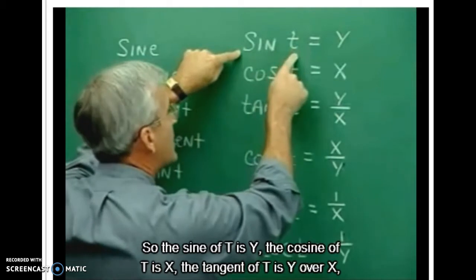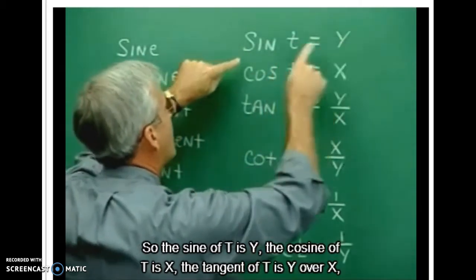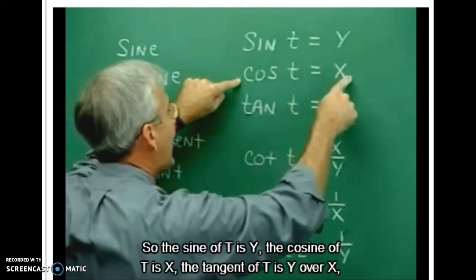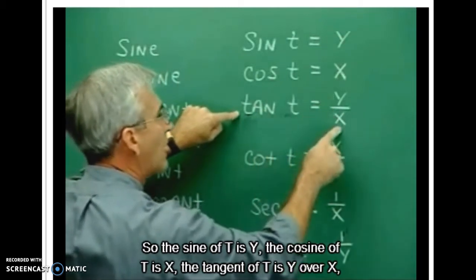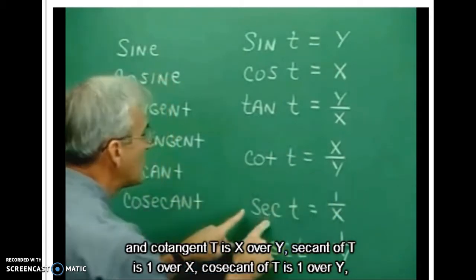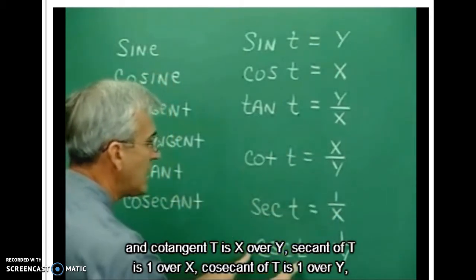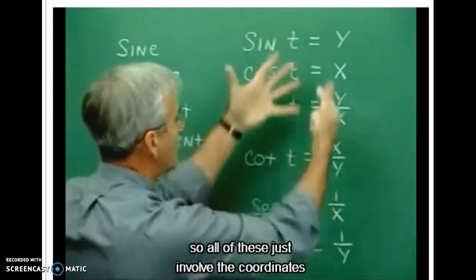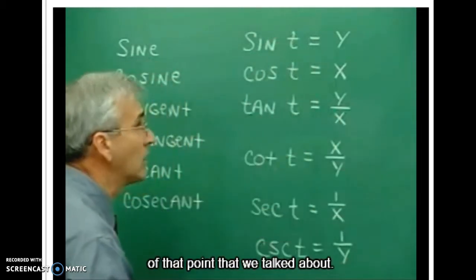So the sine of t is y. The cosine of t is x. The tangent of t is y over x. And cotangent of t is x over y. Secant of t is 1 over x. Cosecant of t is 1 over y. So all of these just involve the coordinates of that point that we talked about.